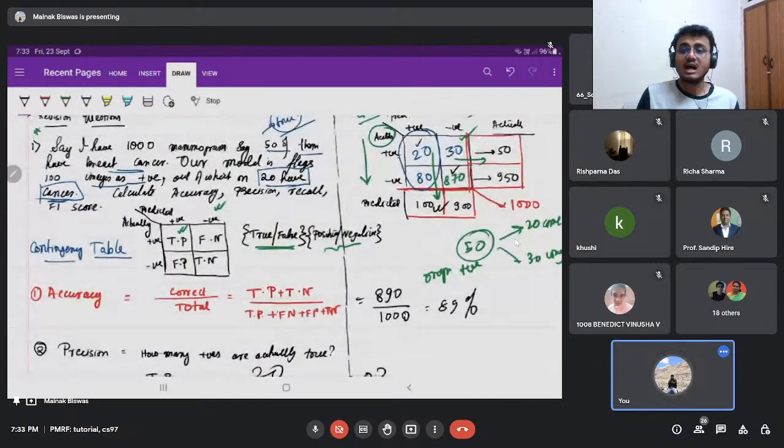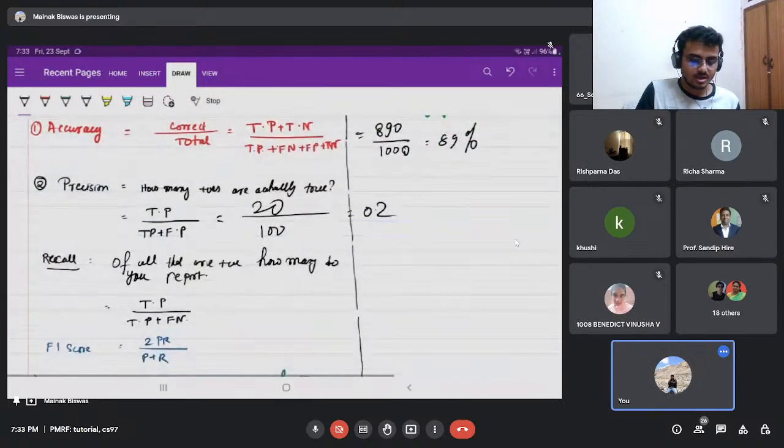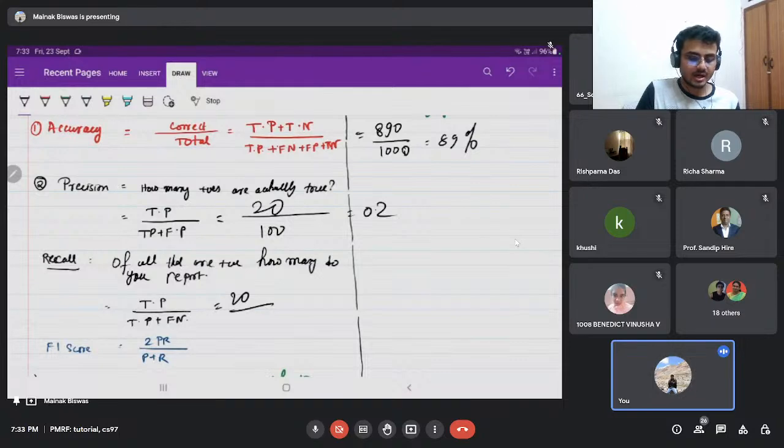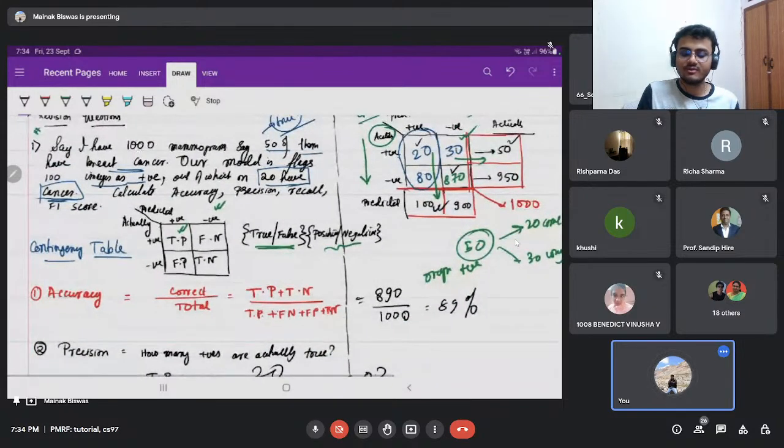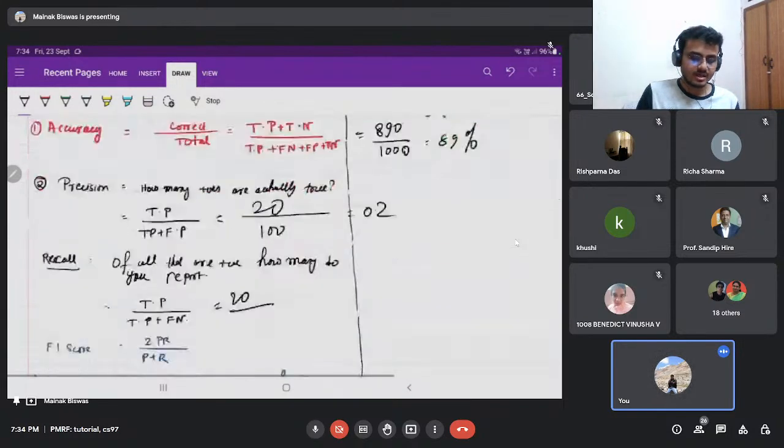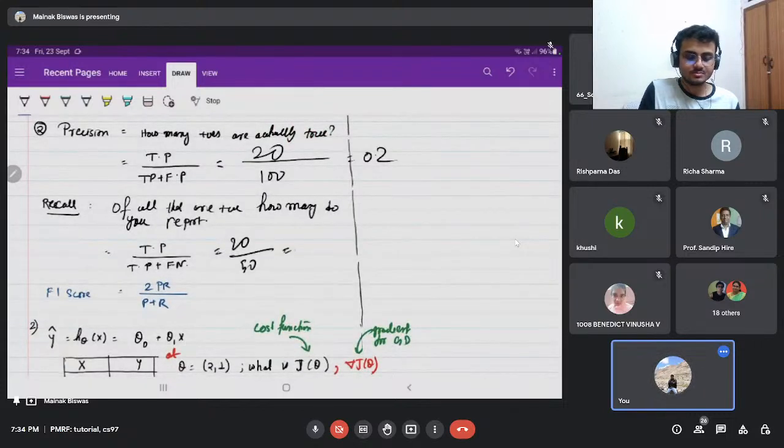Recall means out of the total examples that were positive, how many did you report to be positive? In this case, you reported 20, and the total number of positive examples was 50, right? 50. Correct. So 20 by 50 is 0.4. These are two different numbers, giving you the intuitions that I said just now.